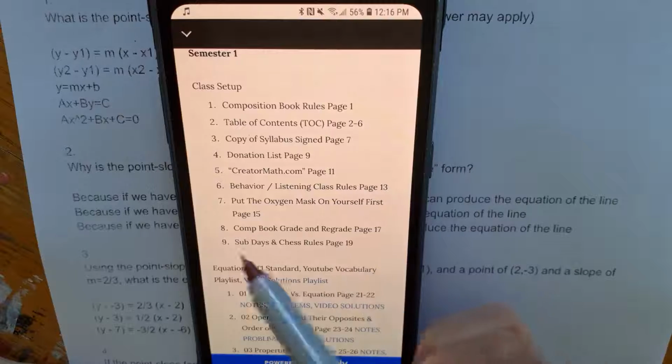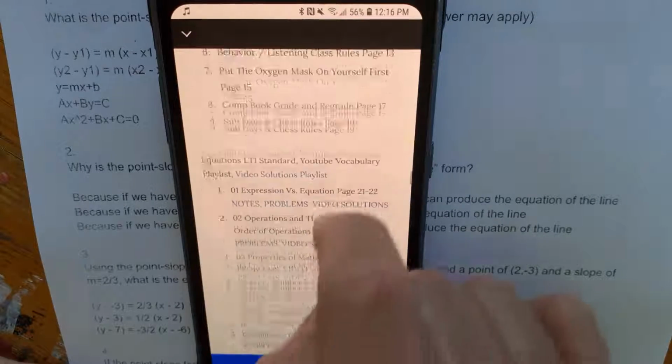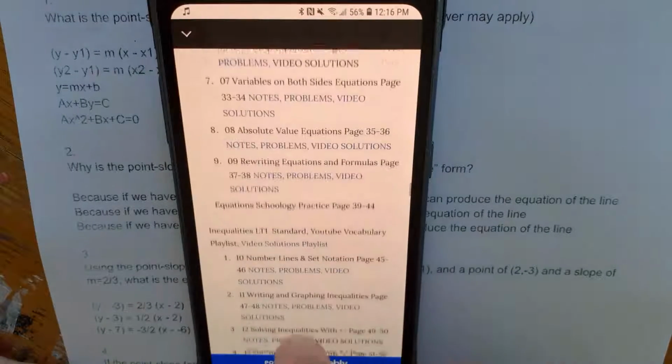What goes on page 19? Just check the table of contents. What goes on page 21 and 22? Check the table of contents. All right. So if you haven't done that already, please stop what you're doing and do that now.